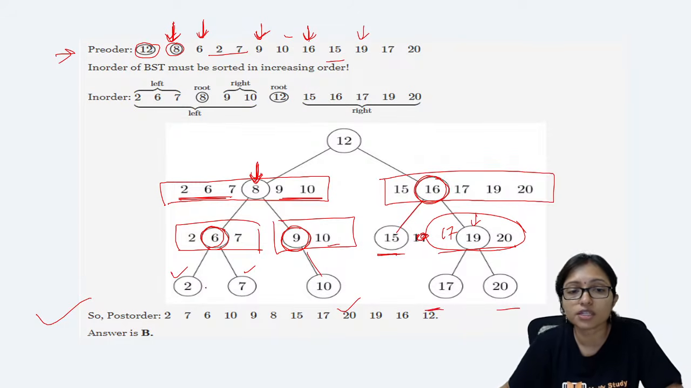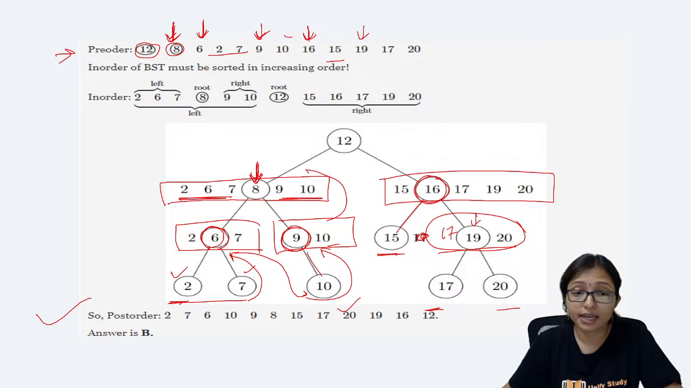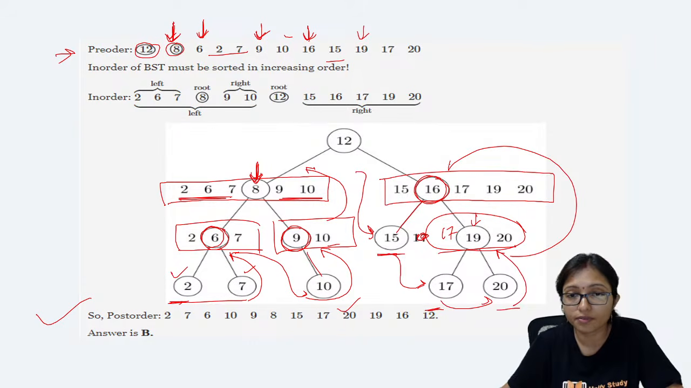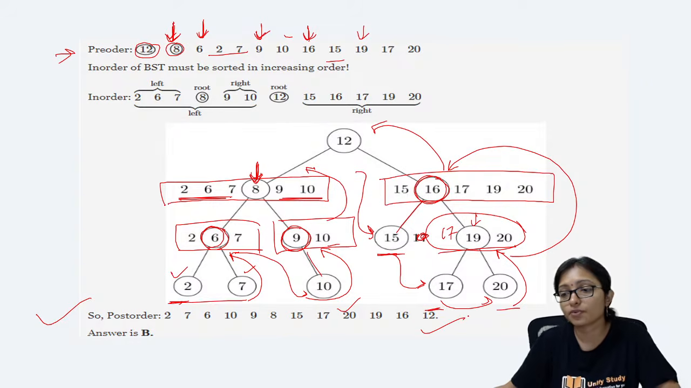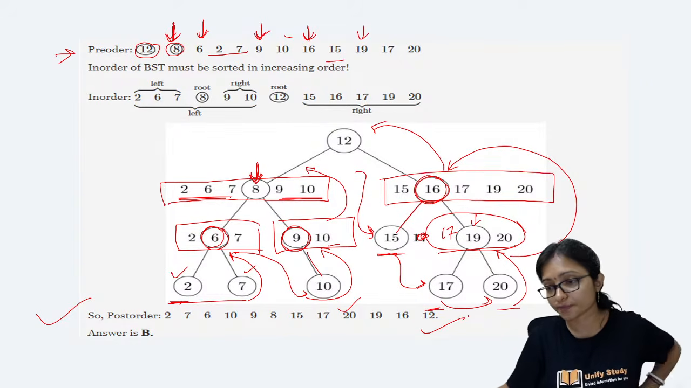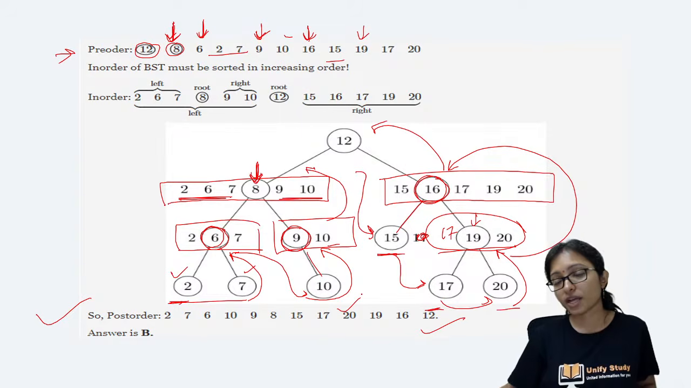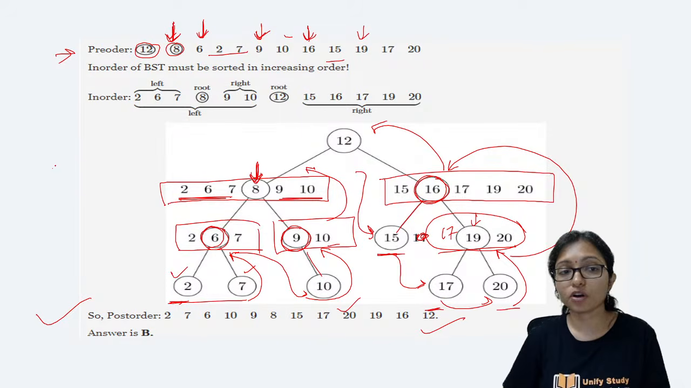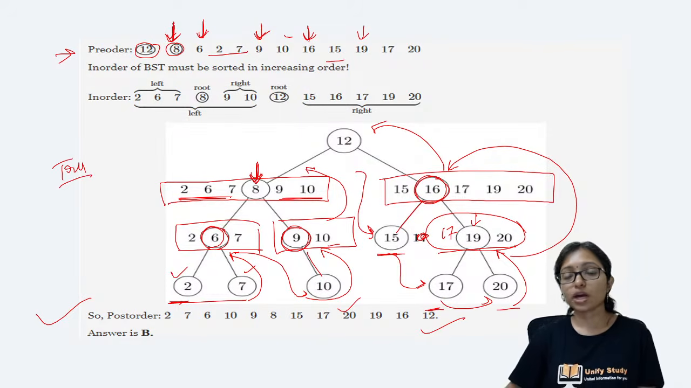After that, just do the post order traversal. Post order means 2, 7, after that I can visit 6. Then I can come to 10, then 9, then finally I can visit 8, and then I have to come to 15, then 17, then 20, then 19, then finally 16 and finally 12. So that's why your answer will be the post order. First of all draw the tree, then do the post order.